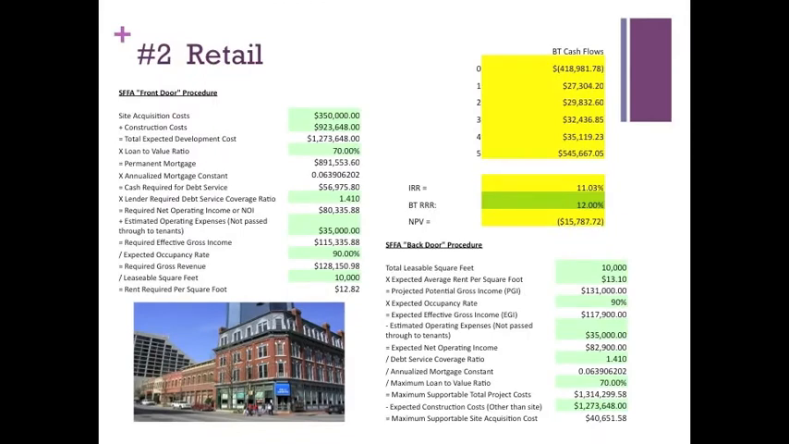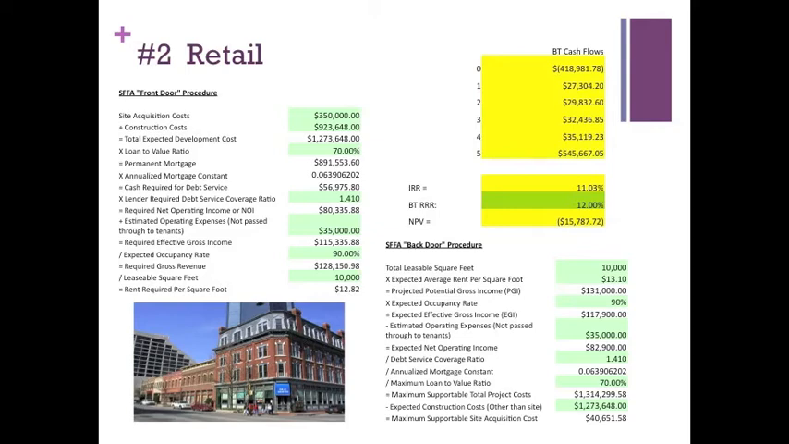Things start to look a little better on the retail side. Again, I assumed $350,000 in site acquisition costs. Construction costs were slightly more expensive for retail, and the loan to value is lower at only 70%. The DSR is about 1.41 from the research that we concluded, and the occupancy rate I stabilized at about 90%. So we require a rent of $12.82 per square foot.